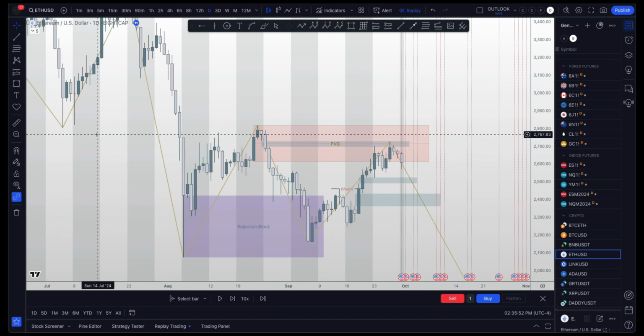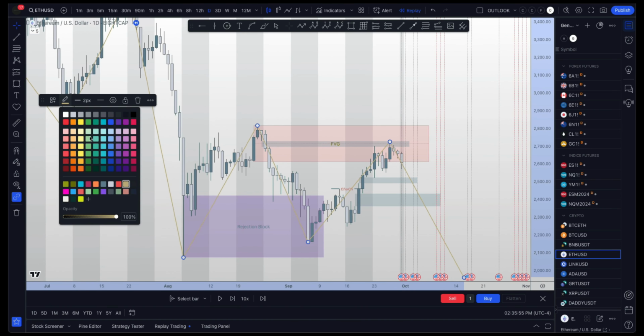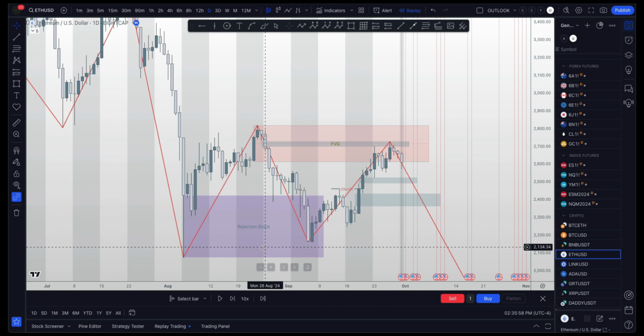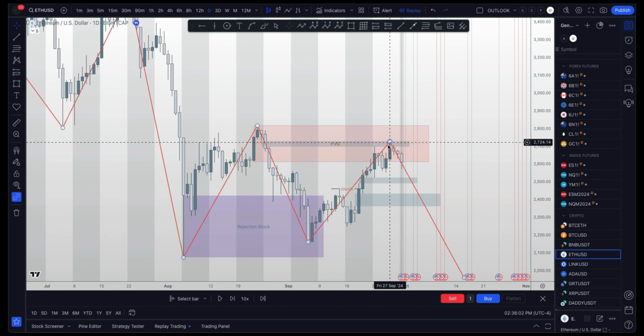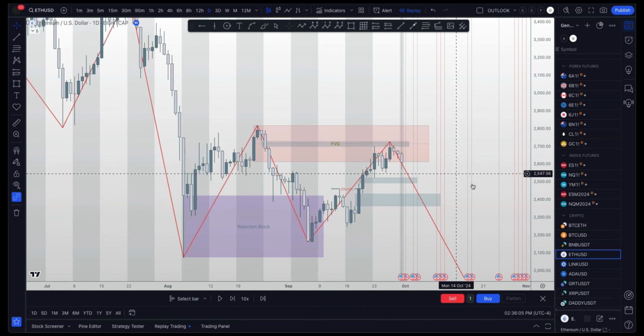Why? Because type 1 structure is bearish. Let me change the color of this. Type 1 structure is bearish. We have a bearish order block, a fair value gap. Price seems to be respecting it pretty well.